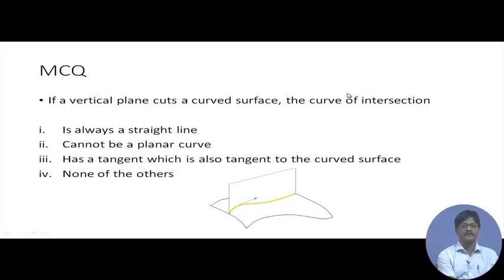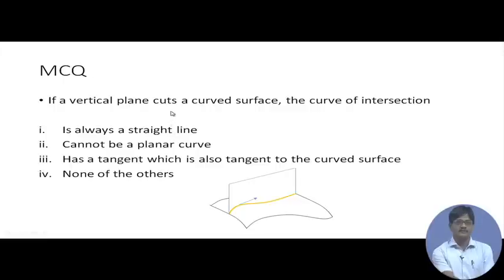One multiple choice question. At the bottom we can see that a vertical plane is intersecting a parametric surface. We will call this a curved surface. A curved surface is being intersected by a vertical plane, and at this point we have drawn the tangent to that particular intersection curve.